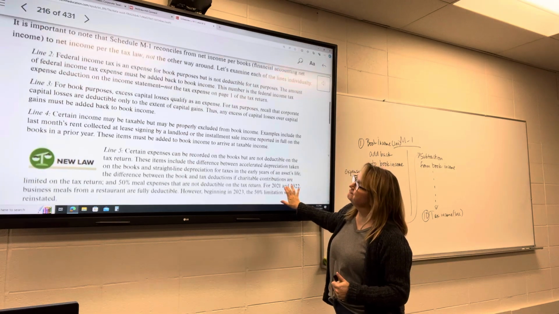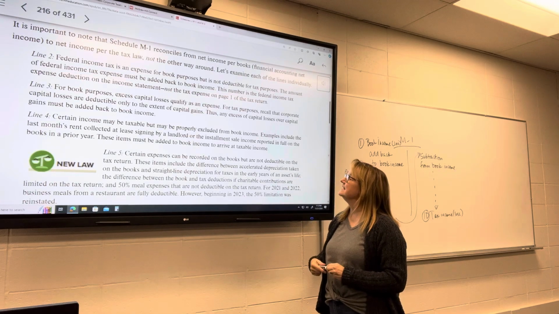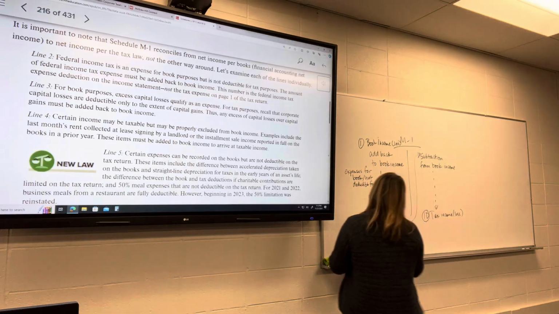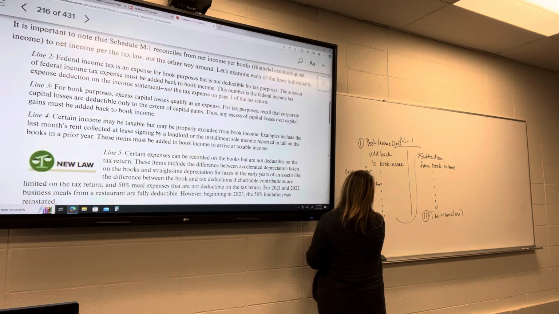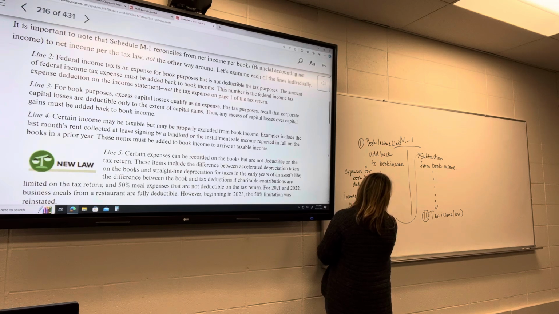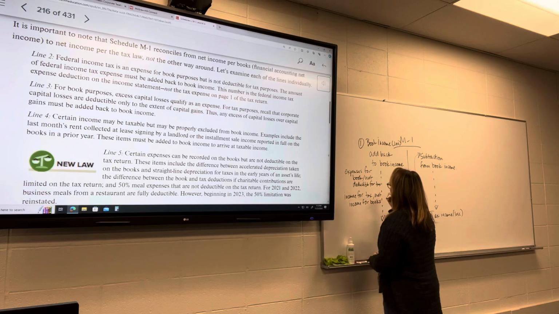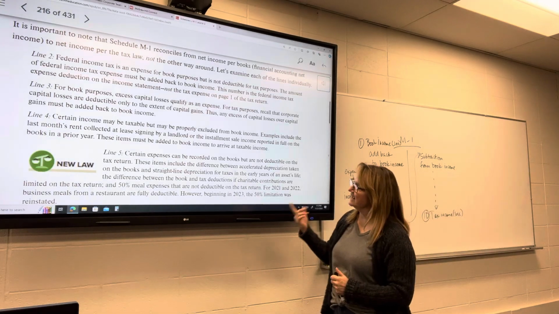All right, line 4, certain income may be taxable but not included in book income. So this is, we've got expenses for book, but not deductible for tax. And then we have income for tax, not income for book. So something that is income on the tax return, but it's not income on the books. We're going to have to add that.